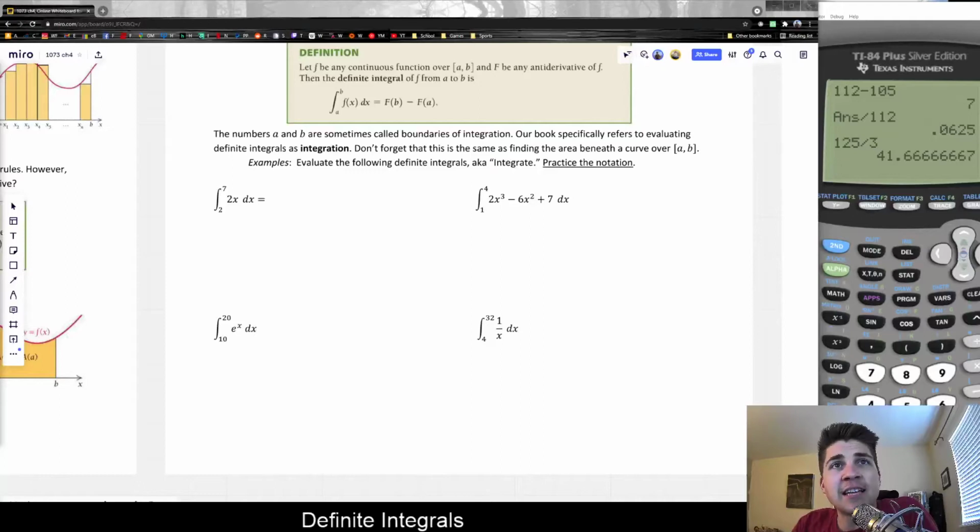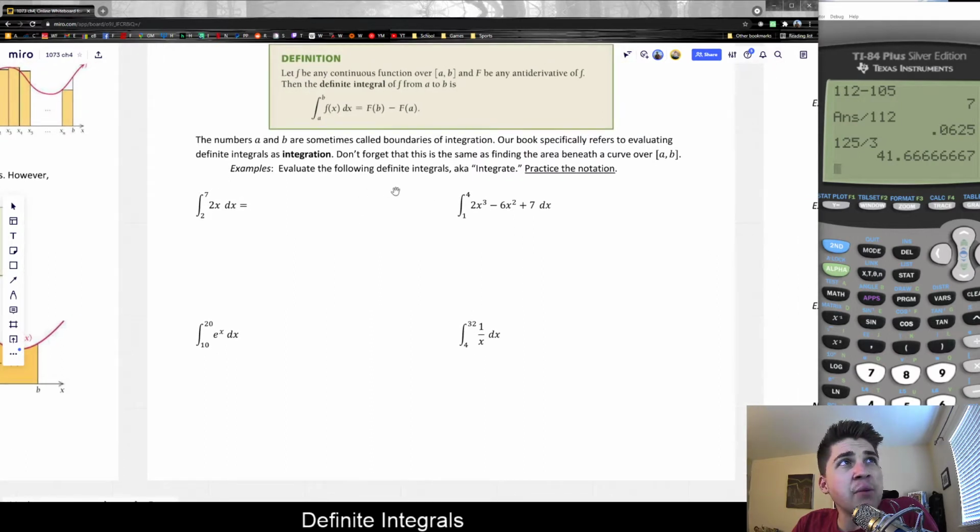Let's do a couple more examples of solving definite integrals. We did the first couple in class, but it says evaluate the following definite integrals, aka integrate. So sometimes just the verb integrate just means solving a definite integral. And it says to practice the notation. And also for each one of these, it's helpful to think about what the graph of this will look like.